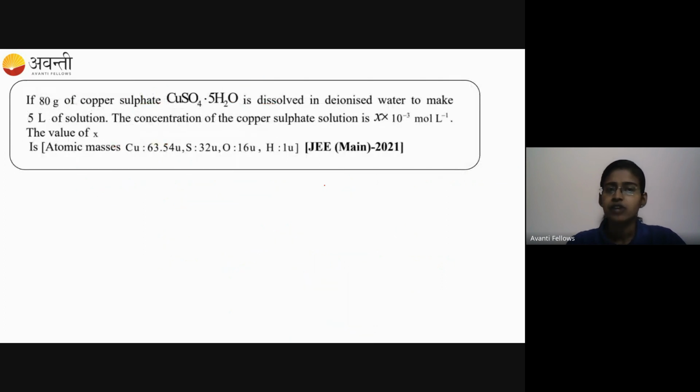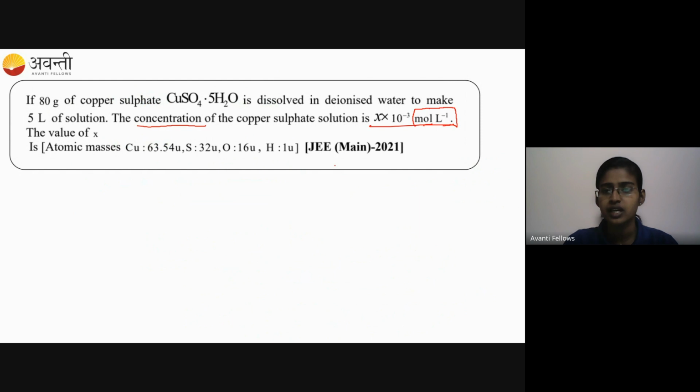If 80 gram of copper sulfate is dissolved in deionized water to make 5 liter of solution, the concentration of copper sulfate solution is X into 10 power minus 3 mole per liter. The value of X is. So we have to find out the concentration. So we have 4 terms for concentration: mole fraction, mass percent, molarity and molality. Which concentration term do we have to use here? And how to find that? You can find out by seeing the unit. The concentration unit is mole per liter. Mole per liter is the unit of which concentration term?